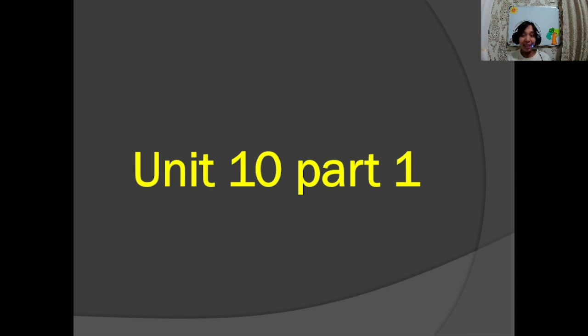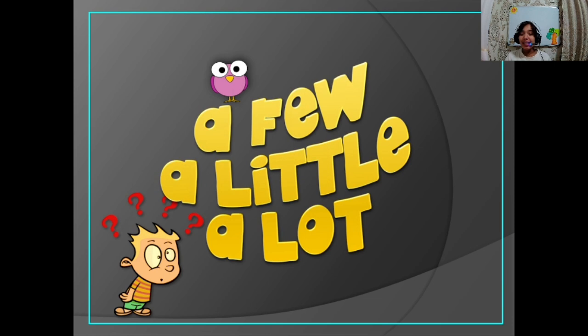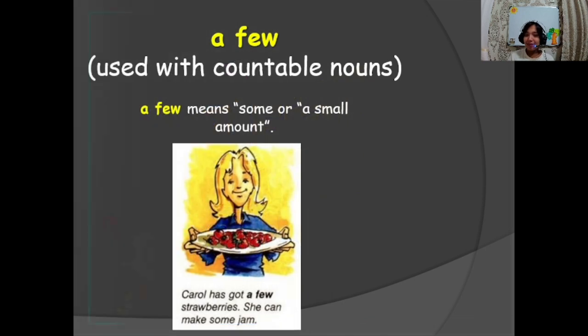If you're ready for today's lesson, let's start. Today we will learn a few, a little, a lot of structures. A few: use it with countable nouns. A few means some or a small amount. For example, Carol has got a few strawberries. She can make some jam.